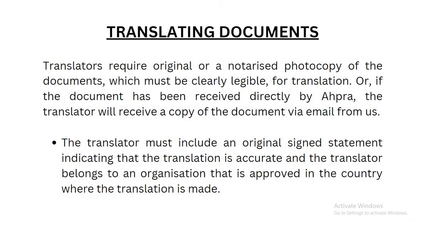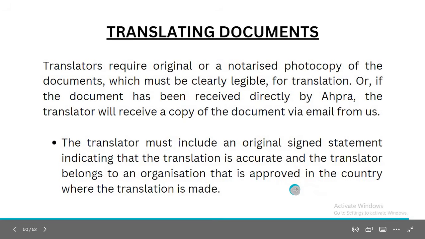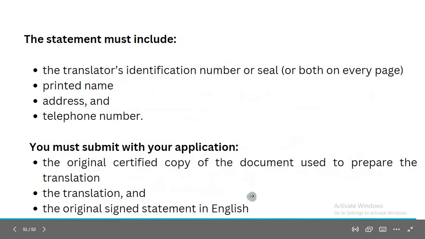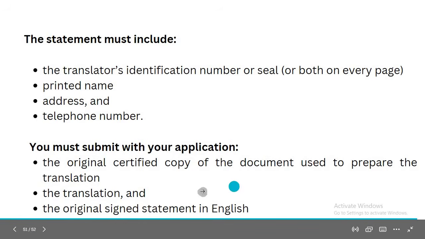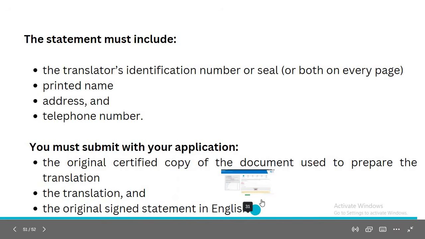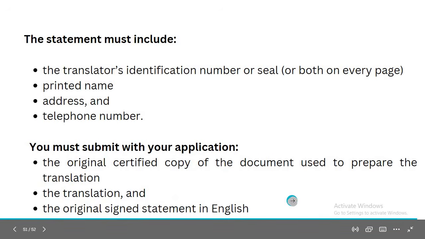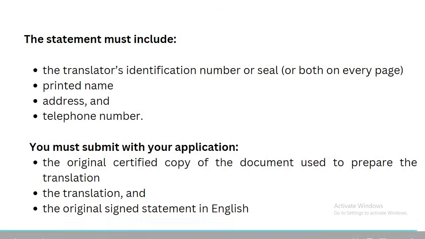The translator must include an original signed statement indicating that the translation is accurate, and that the translator belongs to an organization that is approved in the country where the translation is made, right? So the translation statement must include the translator's identification number or seal, or both, on every page, his printed name, address, and telephone number. And you must submit with your application the original certified copy of the document used to prepare the translation, the translated copy, and the original signed statement in English. So the translation statement should be in English, right?